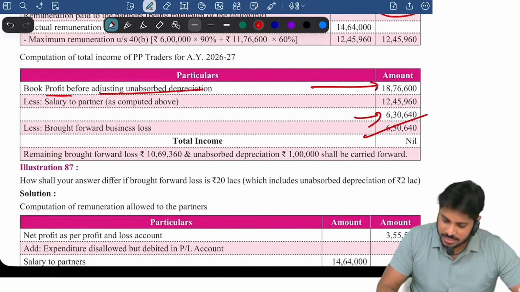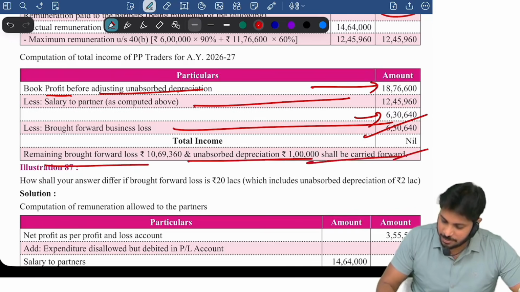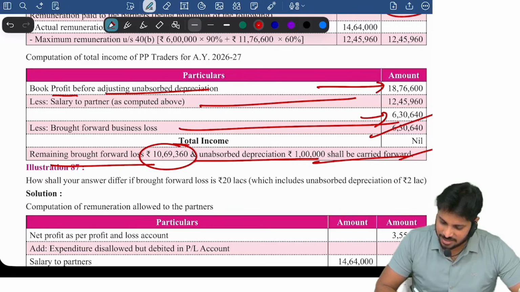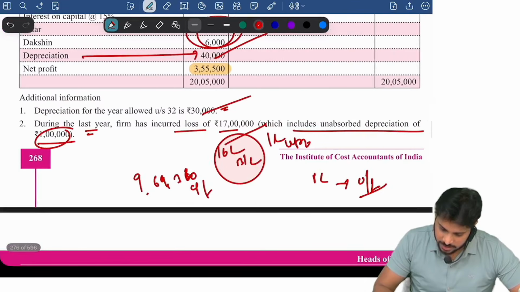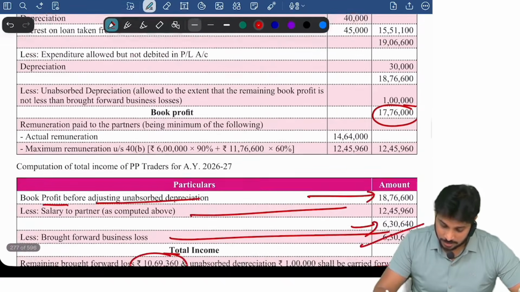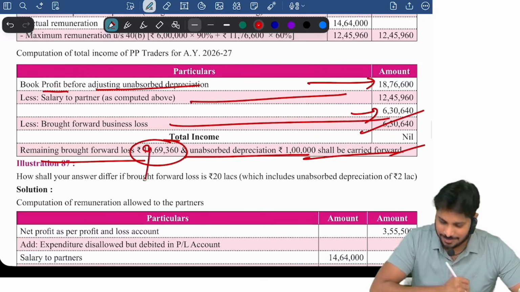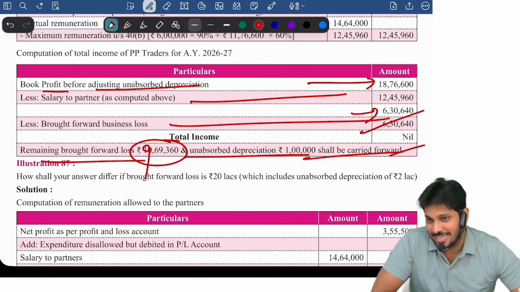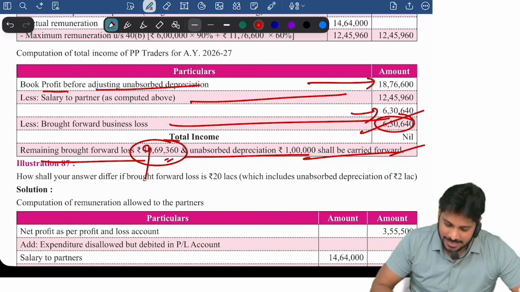Book profit before adjusting UDD, 18,76,000. Now salary to partner, brought forward loss, all that. So remaining unabsorbed 1 lakh will be carried forward. Remaining brought forward loss 10,16,000. I think they did wrong. Wait, 10,16,000, what is this? 17 lakh, which includes unabsorbed depreciation. I'll tell you why. Remaining brought forward business loss is 9,69,000. It's not 10, it's 9, because we set off 6,30,000 out of 16 lakhs. So remaining 9,69,360 will be carried forward.